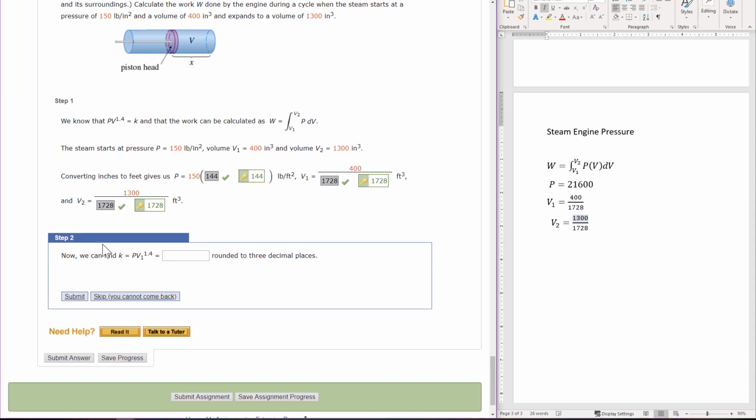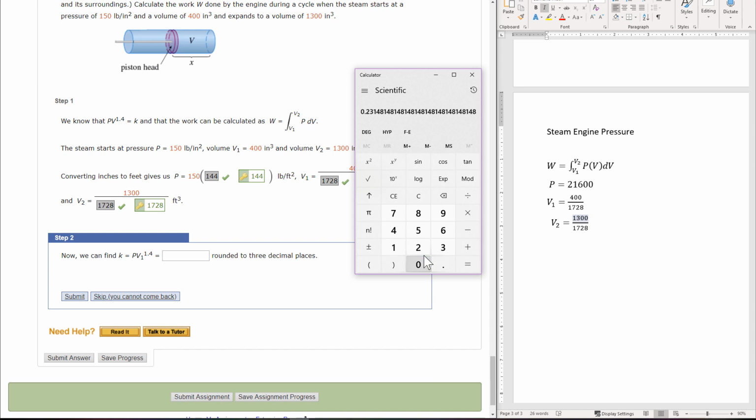All right. Now we need to find K. So they want us to find K by taking our pressure P and multiplying it times V1 raised to the 1.4 power. So let's take our calculator out again. Our P was 21,600, and then we need to multiply by V1. So I'll open my parentheses: 400 divided by 1728. Close the parentheses, and I want to raise this to the 1.4 power.